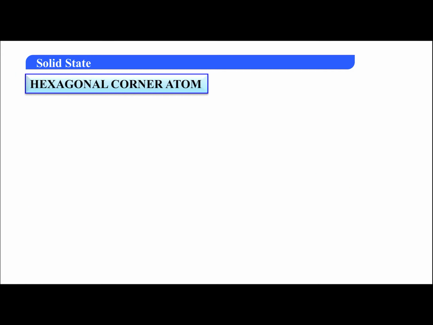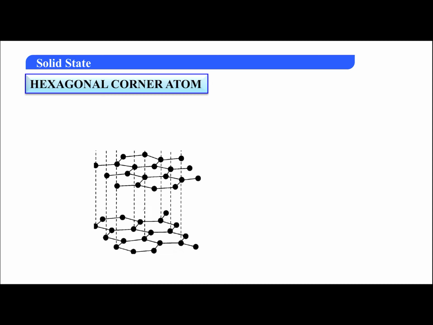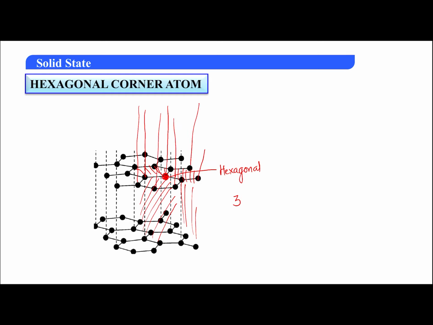Going to the next one, hexagonal corner atom. We are talking about this hexagonal corner atom. If you see, it is present in this hexagon. This is one. It is also present in this hexagon. It is present even in this hexagon. So, it is present in 3 hexagons below. There will be 3 hexagons above also, similar to the 3 hexagons below. That means the contribution to a unit cell will be 1/6.